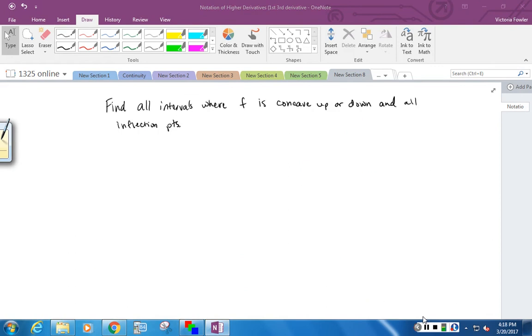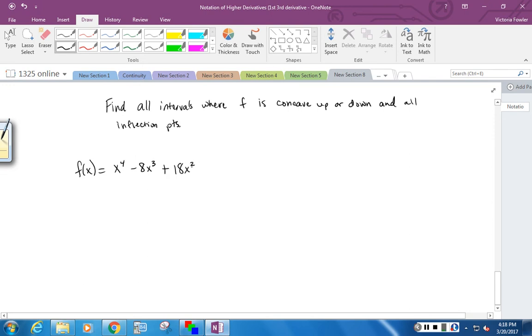Okay, so our task is now to find all intervals where our function is concave up or down, and all inflection points. So let's take a look at our first function. Let's do f of x is equal to x to the 4th minus 8x cubed plus 18x squared. And so what we're going to do is find the inflection points first, and then we're going to go through basically the same process that we've done with the first derivative test. So in order to find inflection points, we're going to have to take the second derivative and set it equal to 0, or find out where it doesn't exist.